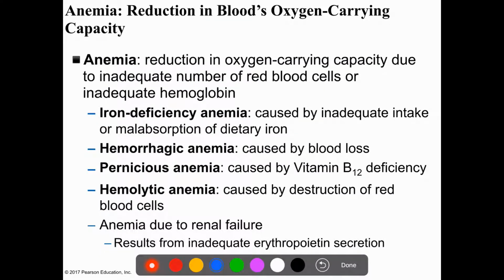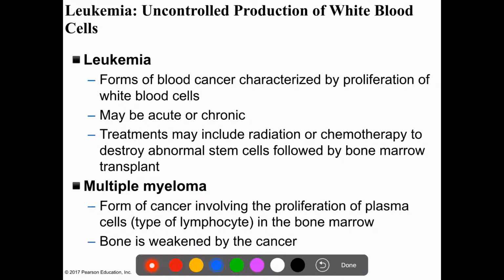Lastly, some disorders in the blood. We have anemia, the reduction in oxygen carrying capacity due to different reasons: iron deficiency, megaloblastic anemia, pernicious anemia, hemolytic anemia. Each one of these has a different reason.